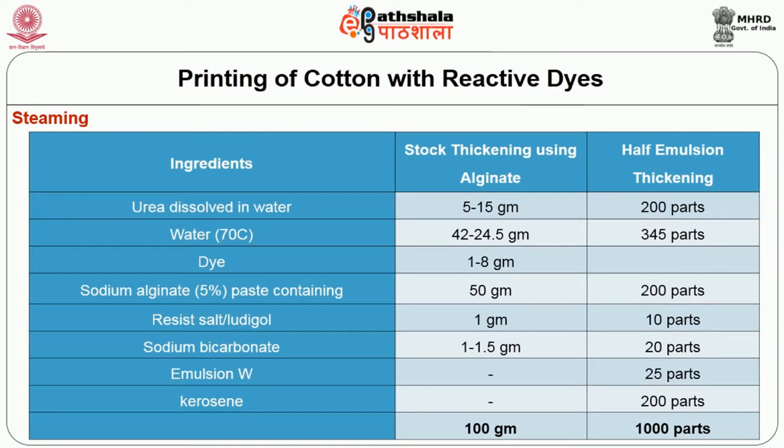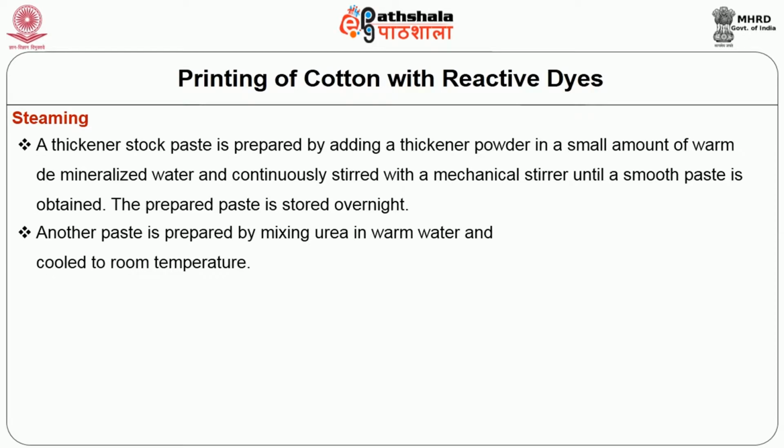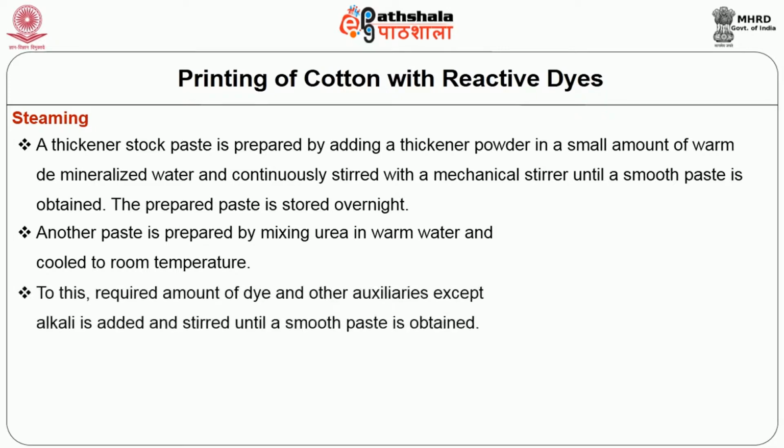In the steaming process, a stock thickening using alginate or half emulsion thickening with sodium alginate is first prepared as follows. A thickener stock paste is prepared by adding thickener powder to a small amount of demineralized water and continuously stirring with a mechanical stirrer until a smooth paste is obtained. The prepared paste is stored overnight. Another paste is prepared by mixing urea in warm water and cooling at room temperature. To this, the required amount of dye and other auxiliaries except alkali is added and stirred until a smooth paste is obtained.